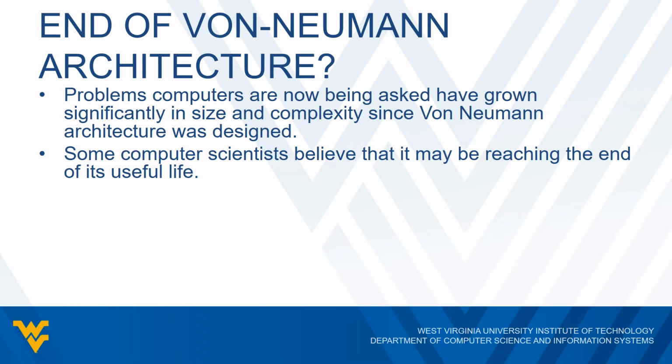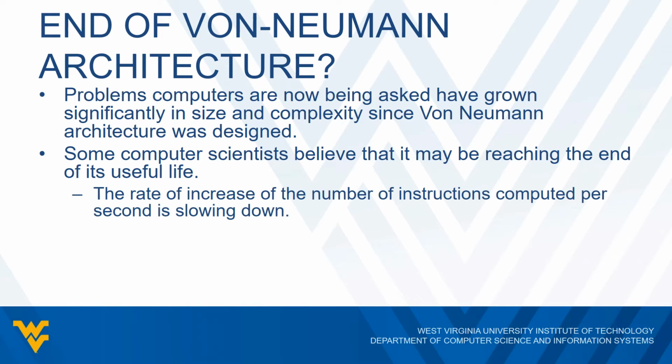Part of that is because of the rate of increase in the number of instructions that are being computed. While things are a lot faster than they were 60 years ago, and we're still developing faster and faster machines, the rate of that increase in speed is slowing down. So while machines are getting faster, the rate of increase in speed is not as much as it used to be. And there are some physical limitations as to why this is happening.